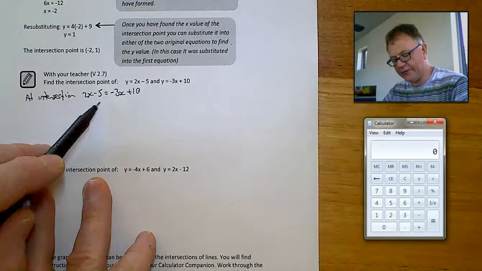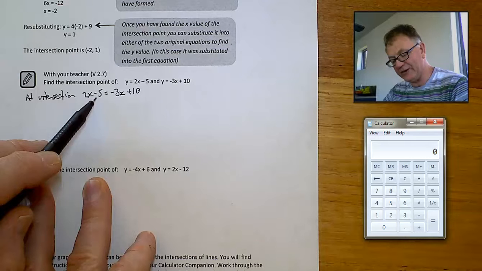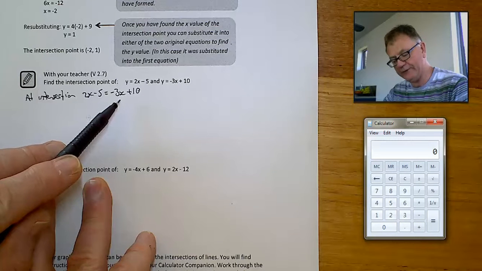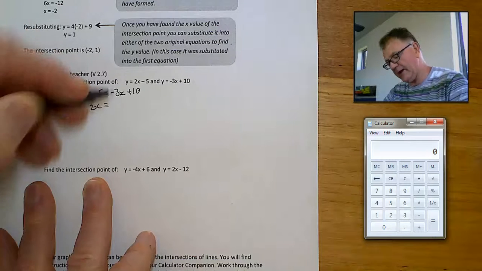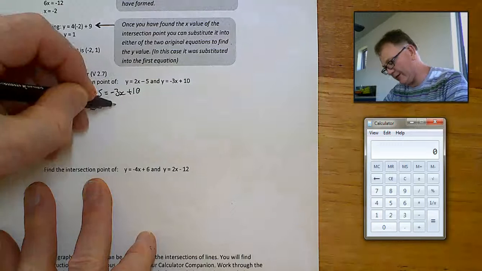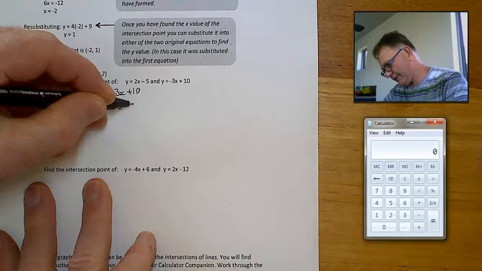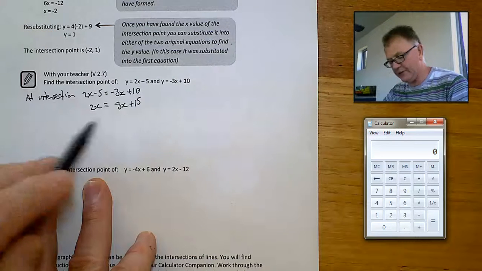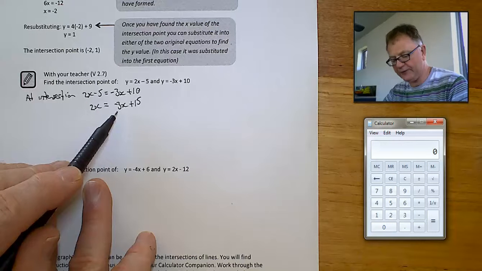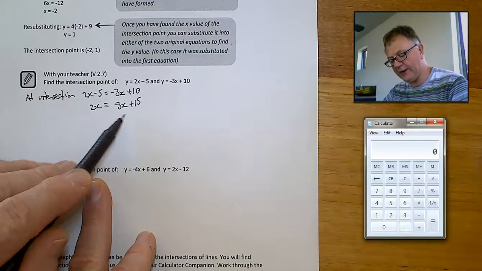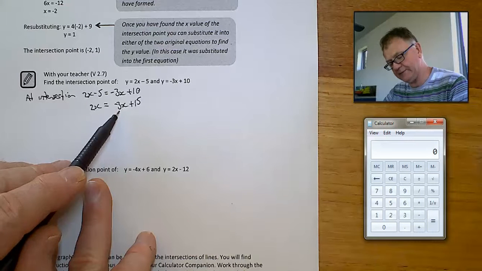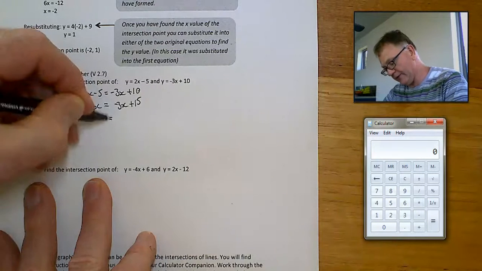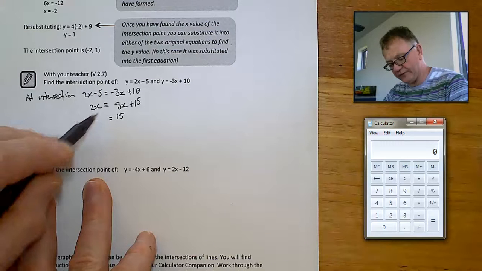Let's move this 5 to the other side. At the moment it's 2x minus 5, so I need to add 5 to this side and also add 5 to this side. Add 5 to this side, I'm just going to be left with 2x. Add 5 to this side, I'm going to have negative 3x plus 15. Now I need to get rid of this 3x from this side. I'm going to move it to the other side by adding 3x onto this side. Minus 3x plus 3x cancels each other out. I'm going to be left with 15. Add 3x onto this side.